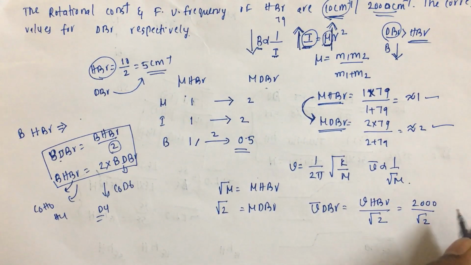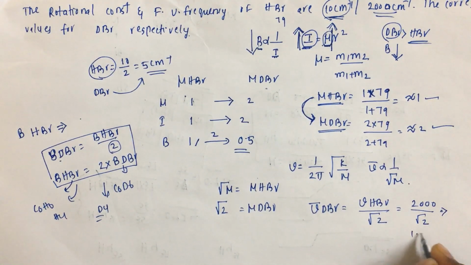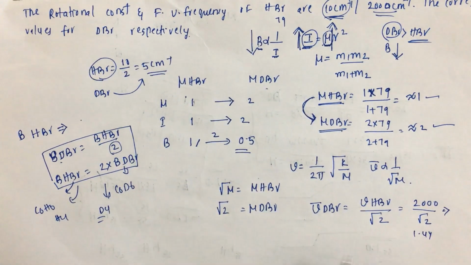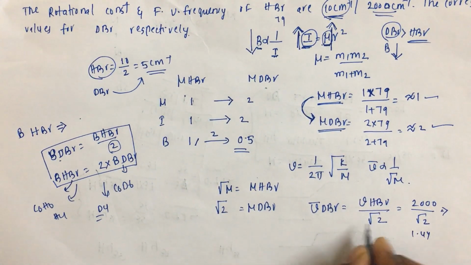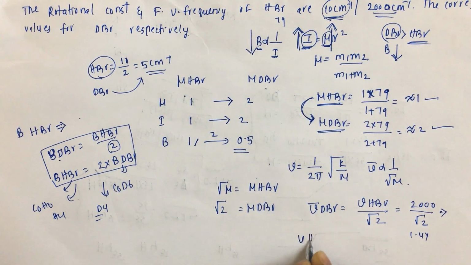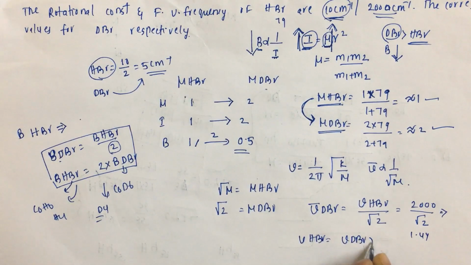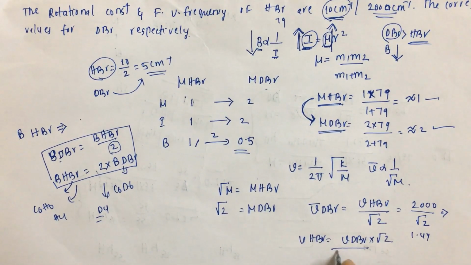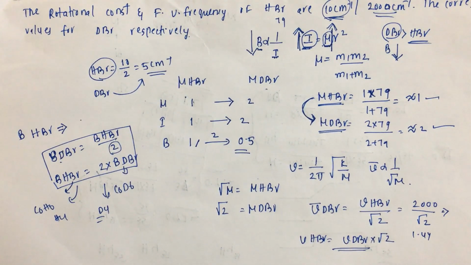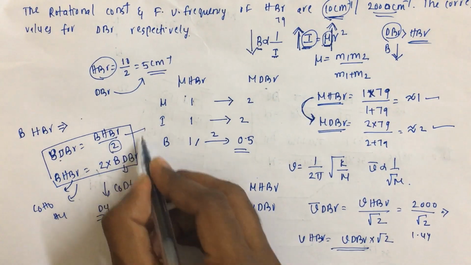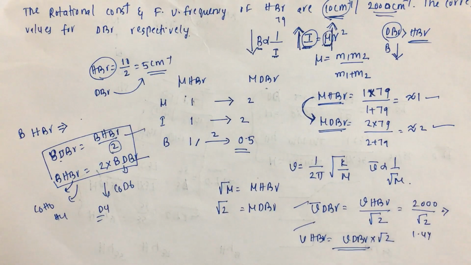So this will be 1.44 root 2. I don't know how much it will be; I don't have a calculator, you just calculate it. Okay, so now if you want to calculate for nu HBr, then this will be nu DBr into root 2. So just remember these 4 principles, 1 2 3 4, then it will be very easy.